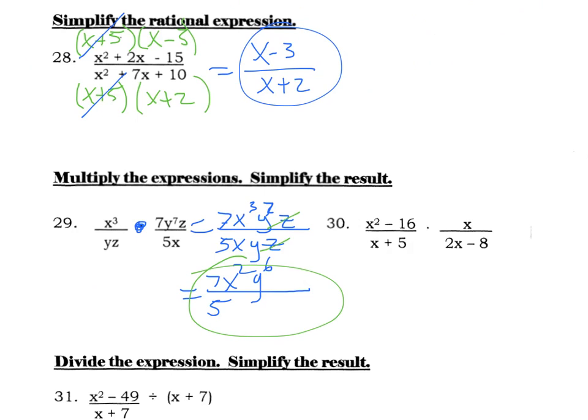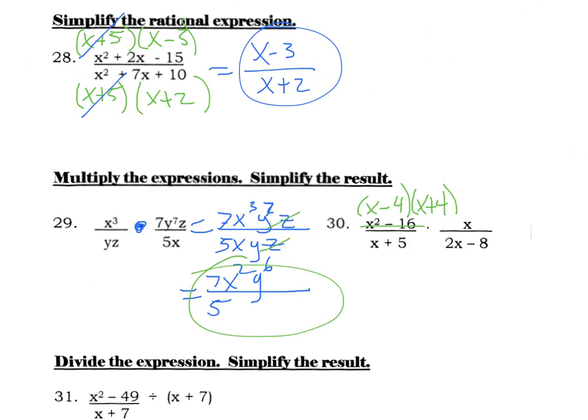Number 30 is the same idea, but to really see what's going to cancel, I'm going to have to factor, right? In 29, there were absolutely no adds and subtracts. It was all multiplies. But here I've got some adds and subtracts, and to really see what's going to cancel, I have to factor. This guy is a difference of two squares: x minus 4, x plus 4.